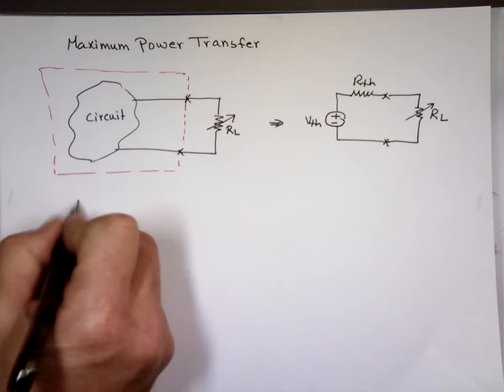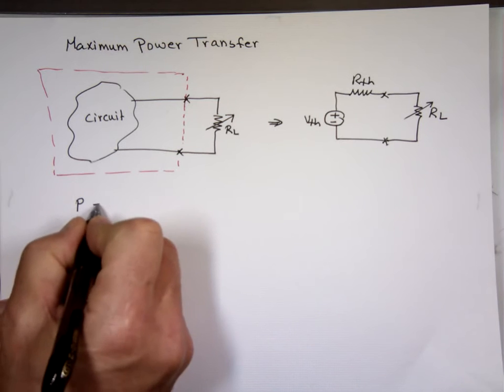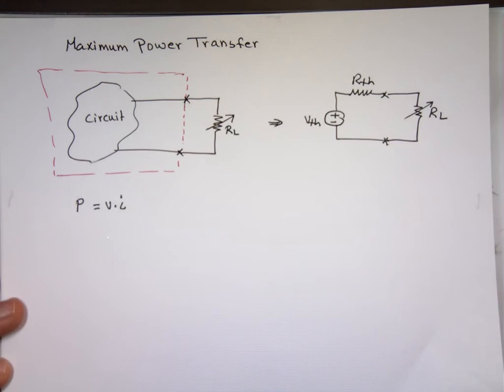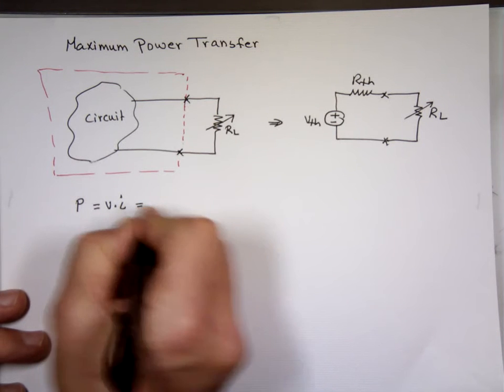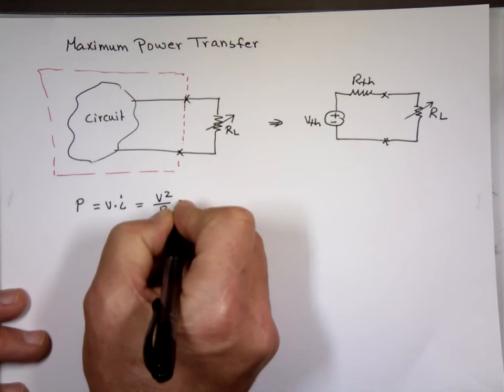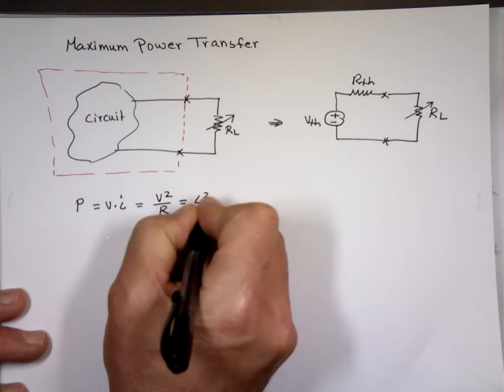Well, we know the power is calculated by doing what? Voltage times current. Or you can use what? V squared over R. Or it can be what? I squared times R.